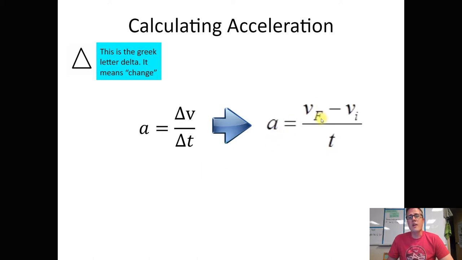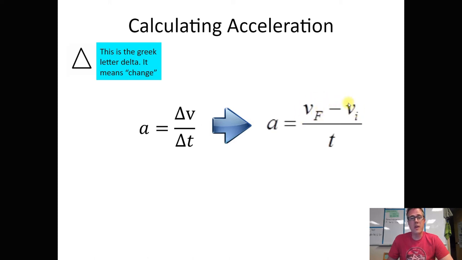Acceleration is your final velocity minus this I stands for initial or starting velocity. That'll tell you how much your velocity changed. This is a really handy equation in place of this one on the left because sometimes you're going to need to solve for one of these two velocities.